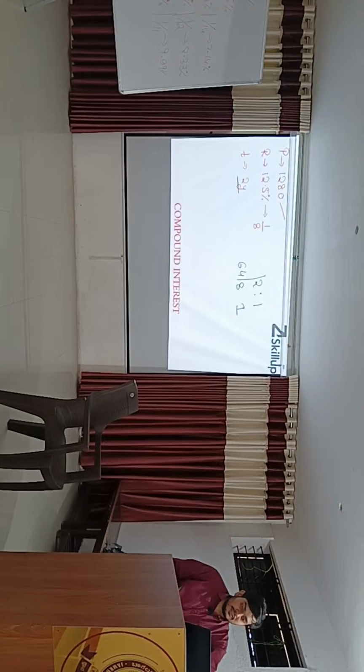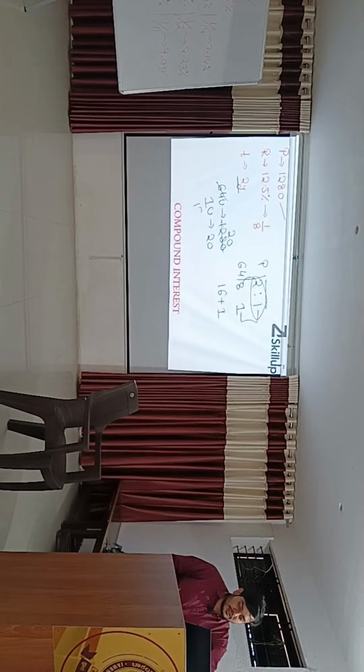64 principal amount, 64 units. 64 units equals to... 64 ones are 64, 64 twos are 128, that is 1280. What is the value of 1 unit? 20. Now what do I need? Compound interest is nothing but a 2:1 ratio. 8 twos are 16, 1 one is 1, so 17 units. 17 twos are 34, that is 340 rupees. Are you able to understand this? Next.